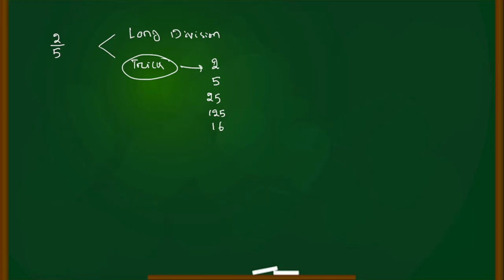Okay, and then how to convert it? If 2 is given, simply multiply by 5. The denominator becomes 10, because 2 times 5 is 10. Then if 5 is given, simply multiply by 2, that is 10. If the denominator is 25, then you multiply by 4, that is 100. Because we need the denominator to be 10 or a multiple of 10, that is 10, 100, 1000, 10,000, etc. If it is 125, simply multiply by 8, that is 1000. If 16 is given, 625 is multiplied, so the answer will be 10,000.